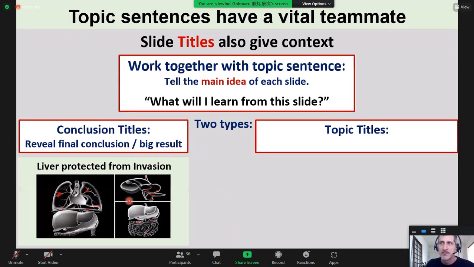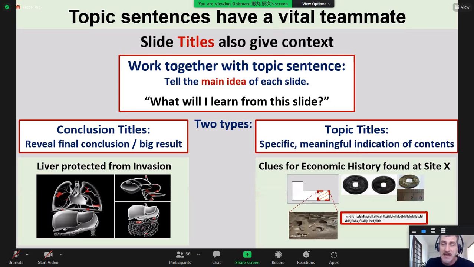So an example of that would be like this: liver protected from invasion would be a conclusion title for this slide. And the other, a topic title, gives a specific, meaningful indication of the contents that we are going to see on this slide. For example, this one with the coins: clues for economic history found at site X. This is a topic title.